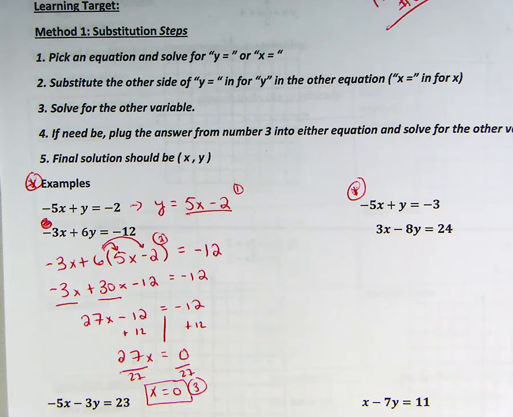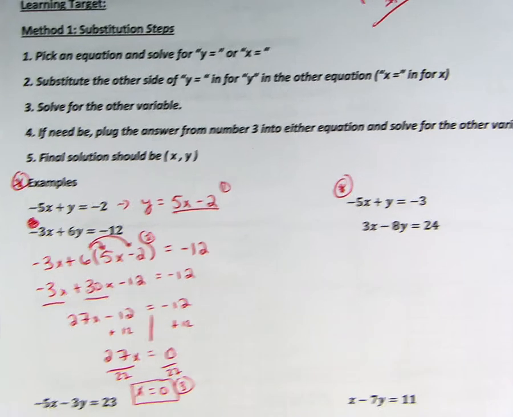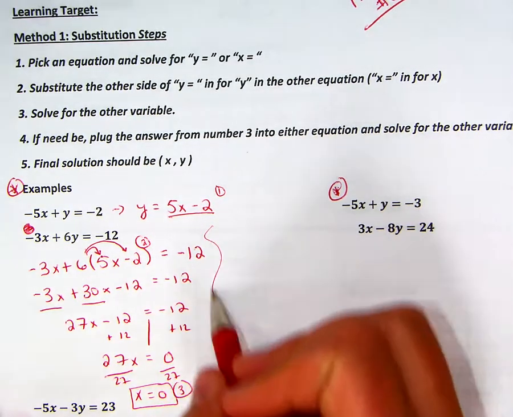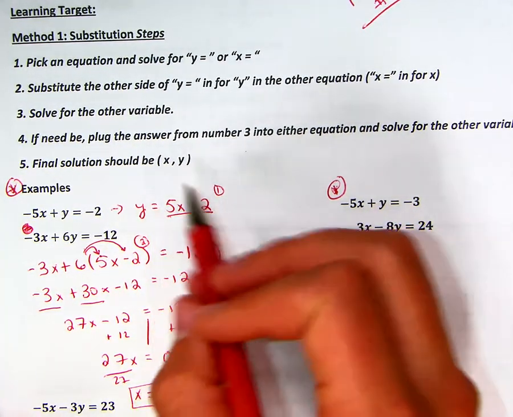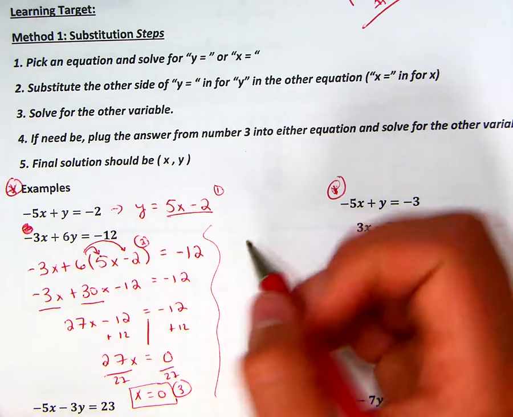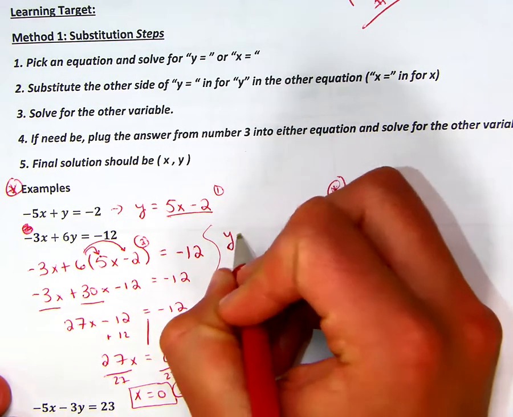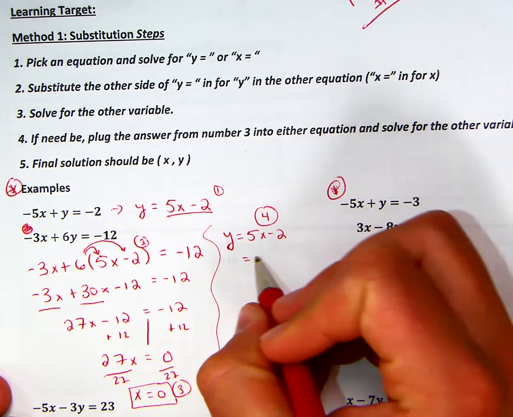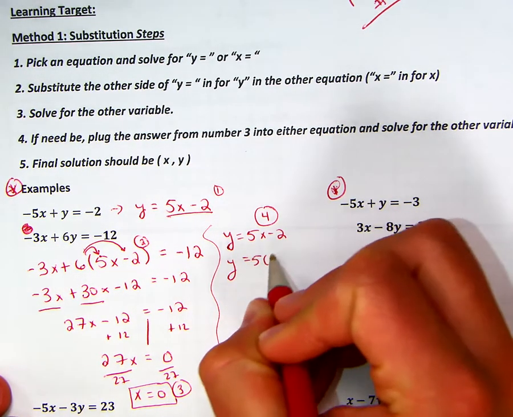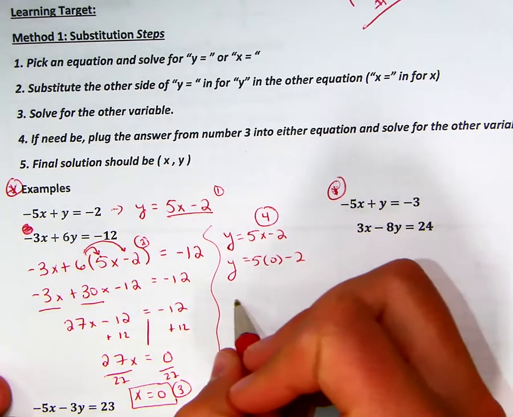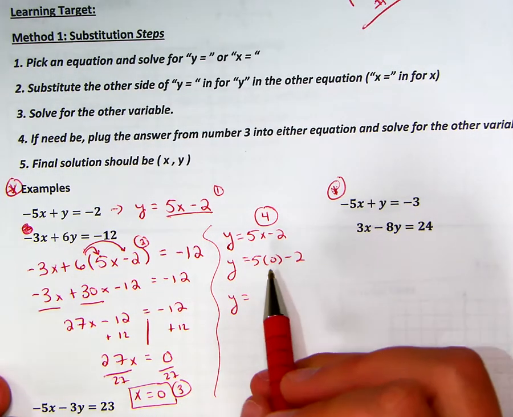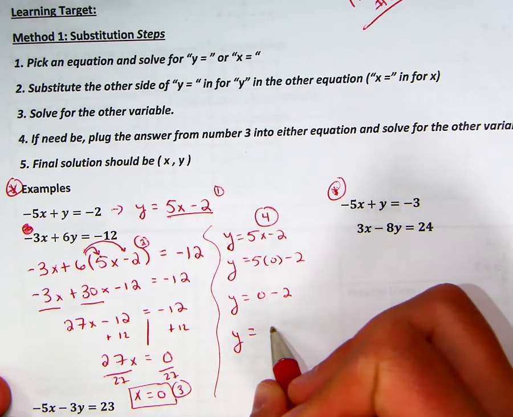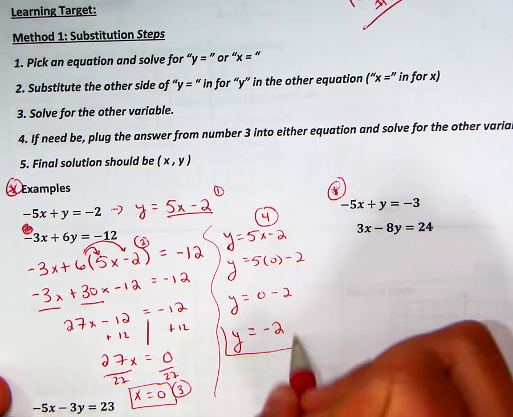Step 4 says if need be, plug the answer from number 3 into either equation and solve for the other variable. So we have an x, we need a y. I'm just going to use this one right here. It doesn't matter, I can use this one or that one. So y equals 5x minus 2. This is step number 4. I plug in y equals 5 times 0 minus 2, because our x was 0. So y equals 0 minus 2, so y equals negative 2.